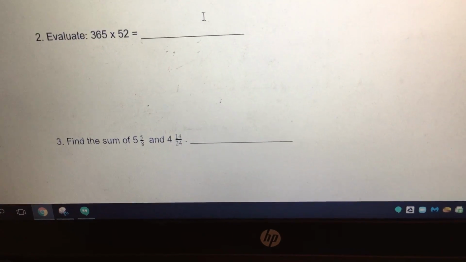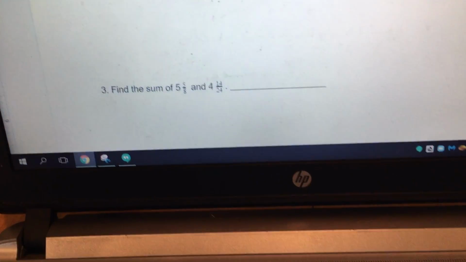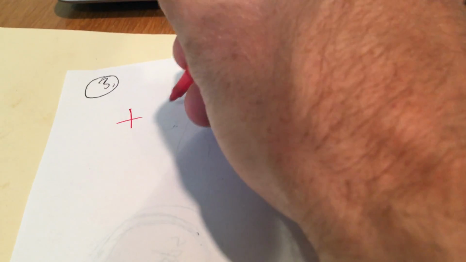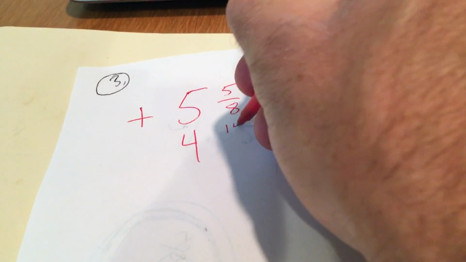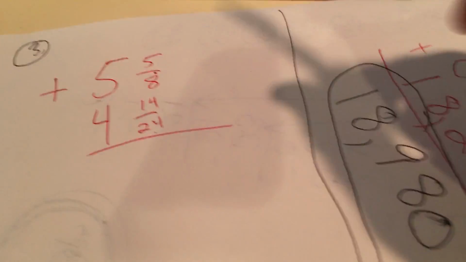Last problem. Find the sum of 5 5/8 and 4 14/24. So I'm going to make some space here. Working on number 3. We're going to find the sum. So the sum is the answer to an addition problem. So we're going to add 5 5/8 plus 4 14/24. Make sure you have those numbers right. 5 5/8, 4 14/24. We're finding the sum, so we're adding.